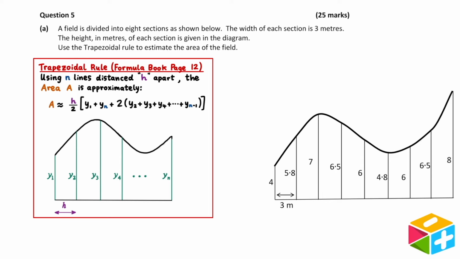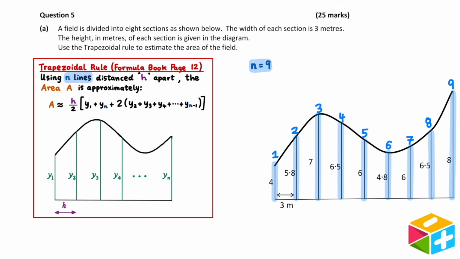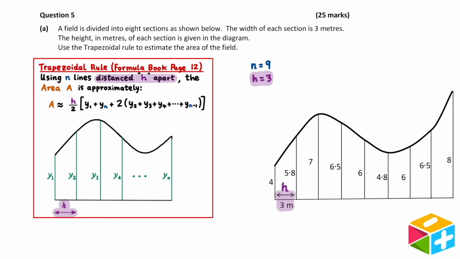There's quite a few letters in this formula, so let's have a stab at identifying what they might be in the context of our question. N is referring to the number of vertical lines we're using to estimate the area. In our picture, we have 9 lines, so n is equal to 9. H refers to the distance between the lines. In our picture, this distance is labelled as 3 meters, so h is equal to 3.